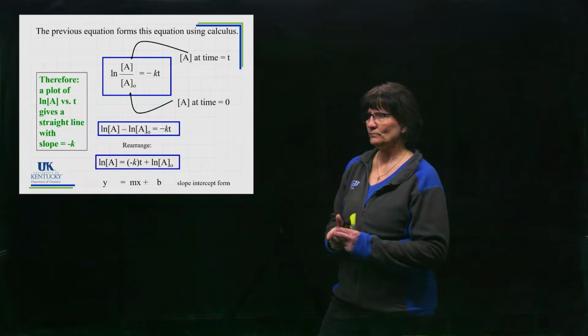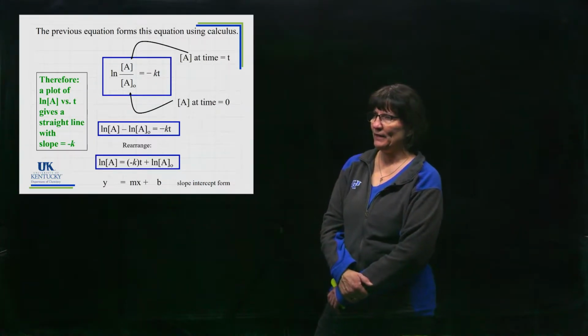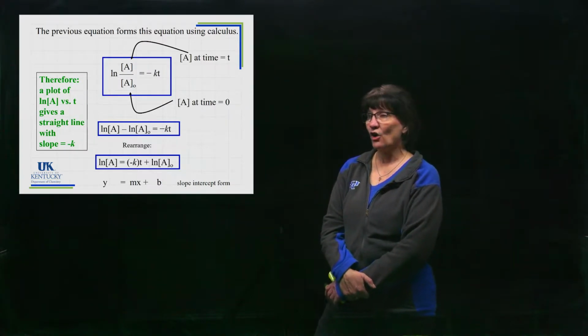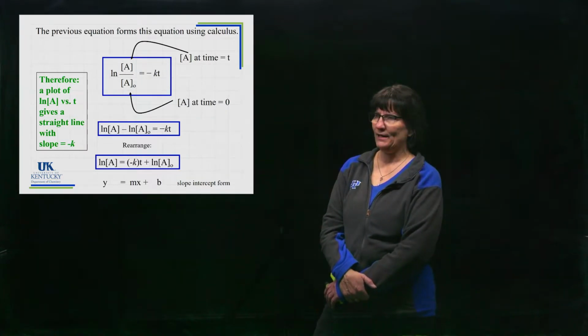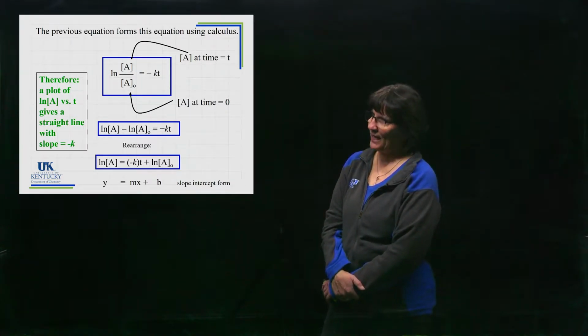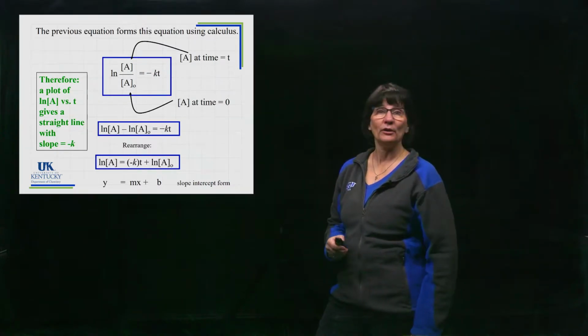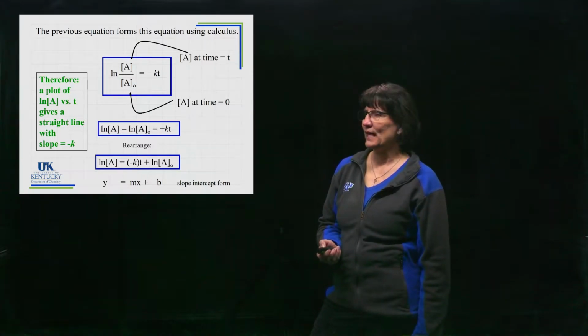Okay? The slope, in parentheses, that's my m, would be equal to a negative k. We'll look at that graph here in a little bit. But all I've done there is take this one equation. We love straight lines. Straight lines are our friend, and we can get this as a nice straight line and be able to actually obtain a value of k from the data.